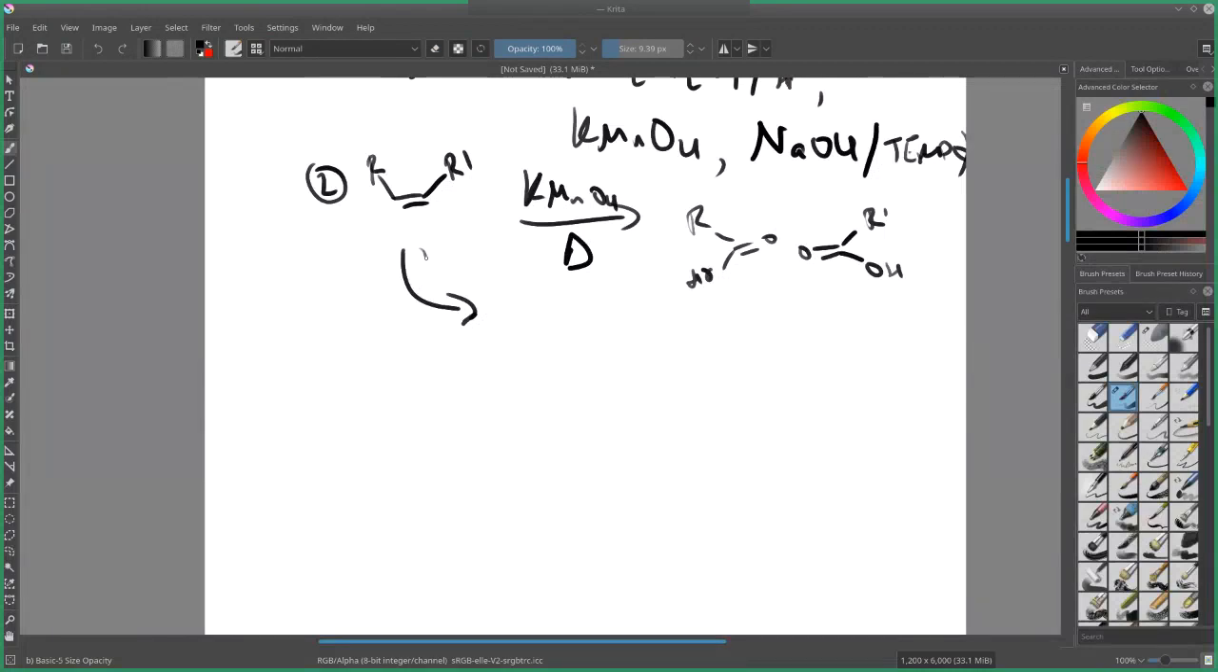Anyone? Okay, how about ozonolysis? Yeah, so you could do ozonolysis, right? But typically ozonolysis will be used to get you two aldehydes. But if you want to use ozonolysis to make two carboxylic acids, then in the second step, instead of doing a reductive workup with dimethyl sulfide, you could use hydrogen peroxide. So this is an oxidative workup.